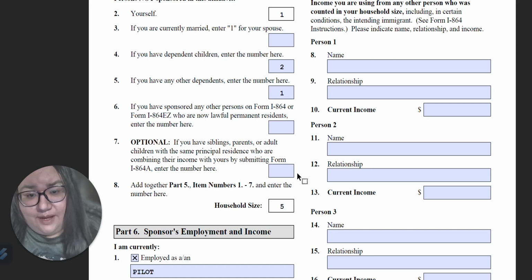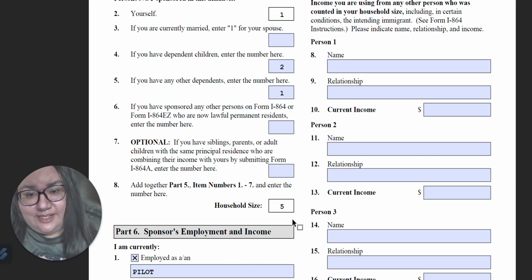You do not put a number here if you are the petitioner combining income with the actual immigrant that you're sponsoring, okay? So just make sure you don't do that. All right, so like we said, this kept calculating and it's now calculated to 5 since we added Jose's brother.